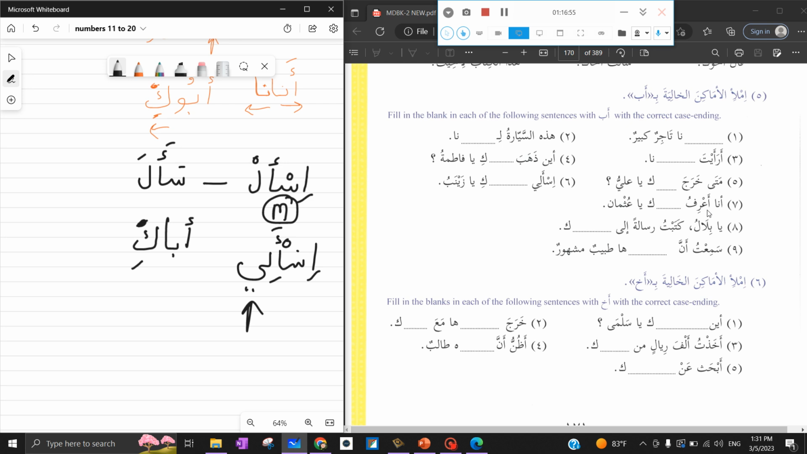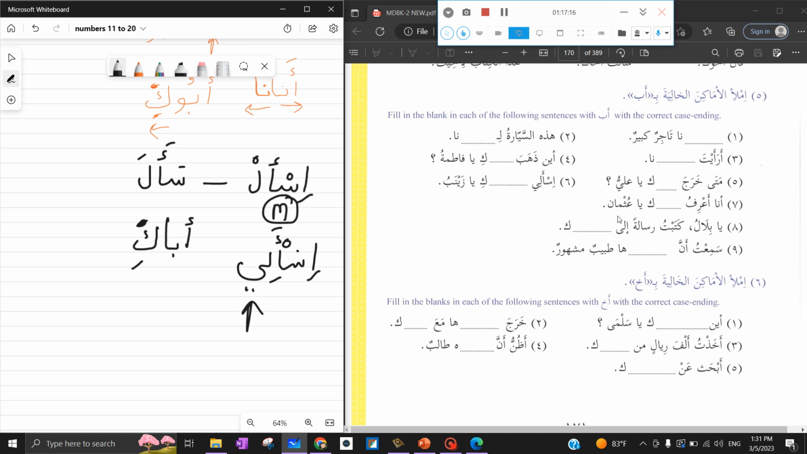So this is from ana. So the damir mustatir fail is hidden here, taqdiruhu ana. Then after fail and fail, we have maful bi. So ab will be in mansub case. Arifu abaka. Ya Bilalu, katabtu risalatan ila, dash.